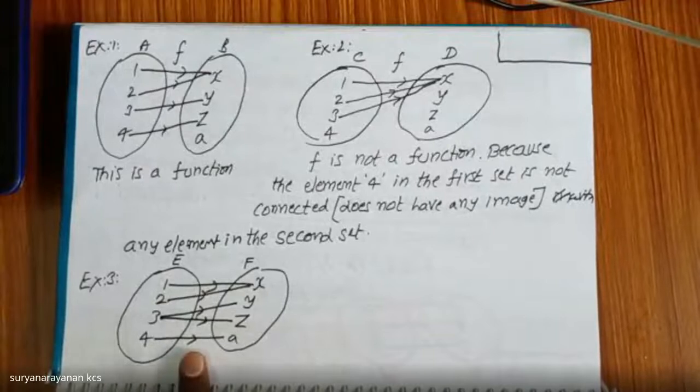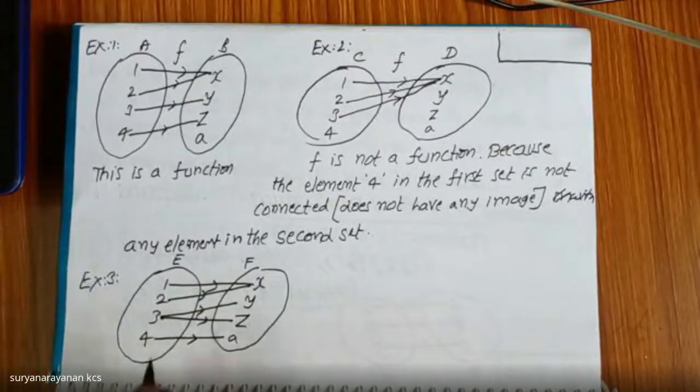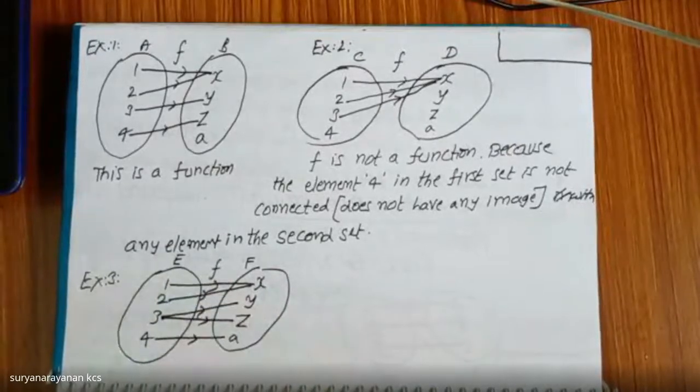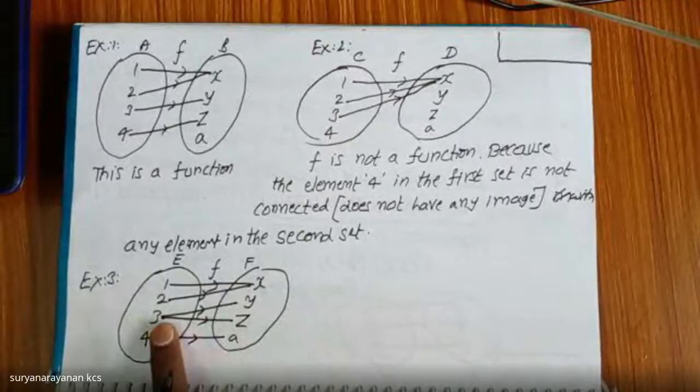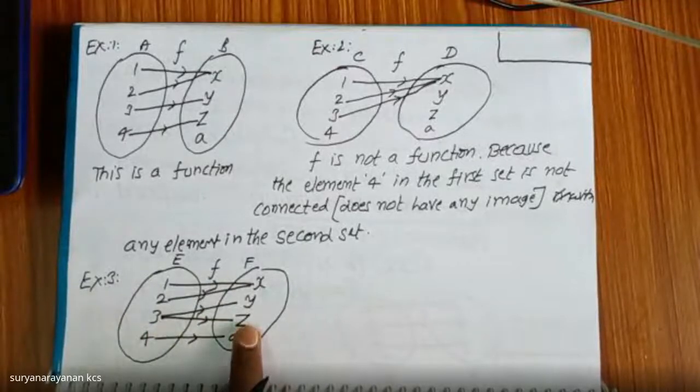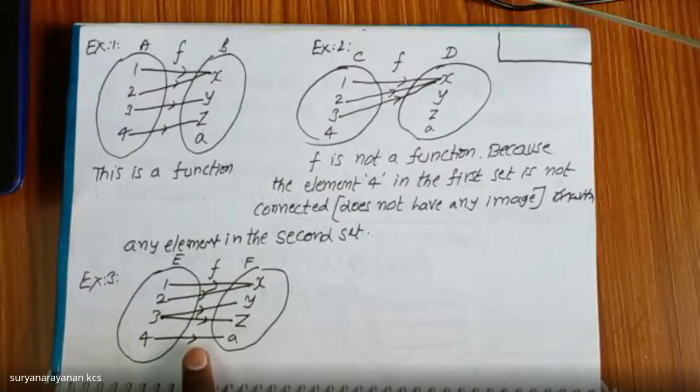Now observe this arrow diagram, my dear children. If you observe this arrow diagram, this is also a function defined from set E to set F. Now let us check whether this is a function or not. Is this a function or not? It is not a function.